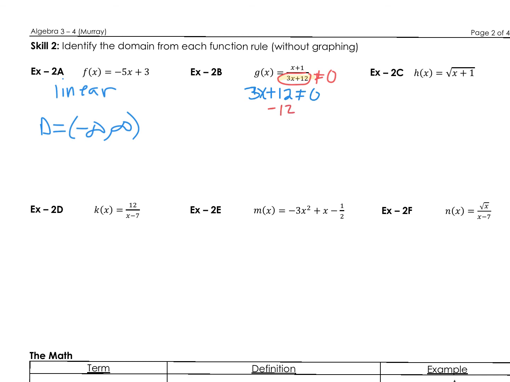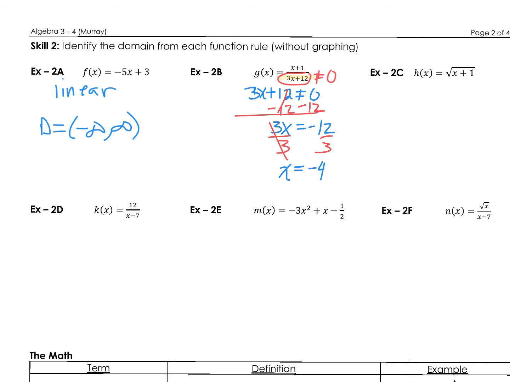So subtract 12, you're going to solve for x, and you get 3x is equal to negative 12, and then divide by 3, and then you get x is equal to negative 4. That is the only value that will cause a restriction on the domain. So your domain can be any value but x equals negative 4.